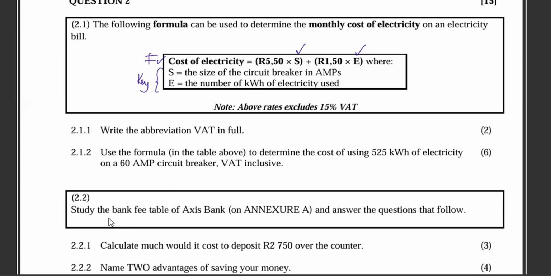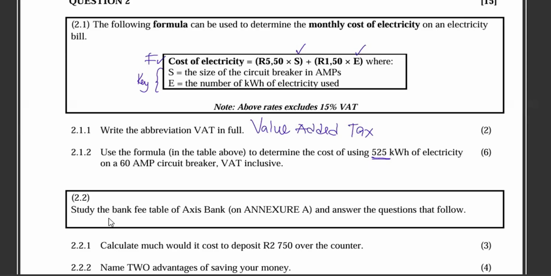Note the above rates exclude VAT, meaning they don't have VAT. Write the abbreviation VAT in full. This is the same as value added tax. Okay, use the formula in the table above to determine the cost of 525 kilowatt hours of electricity on a 60 amp circuit breaker. Remember, VAT has to be included.